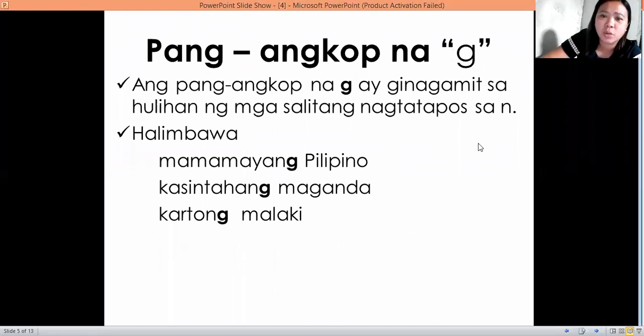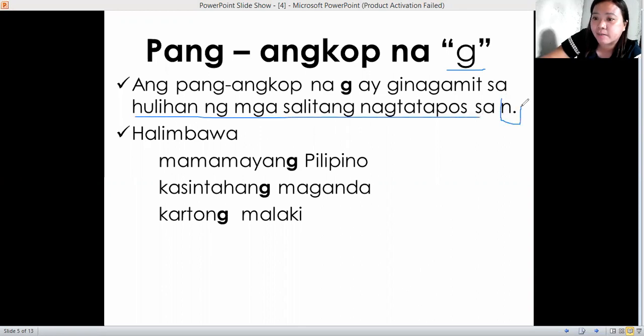Pang-angkop na G. So, when do we use the pang-angkop na G? We are going to use this if the first word ends with letter N. Okay, look at this one. Mamamayan. So, it ends with letter N. So, we are just going to add the letter G. Right? Okay, so we have here now, Mamamayang Filipino.